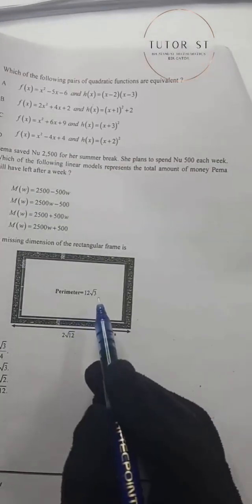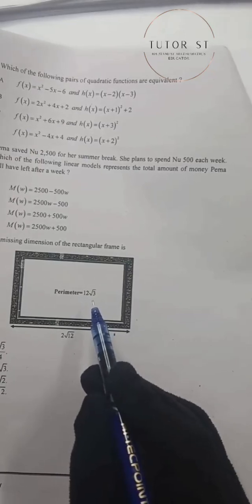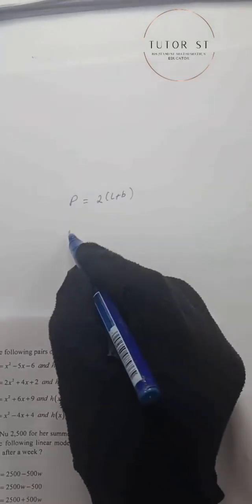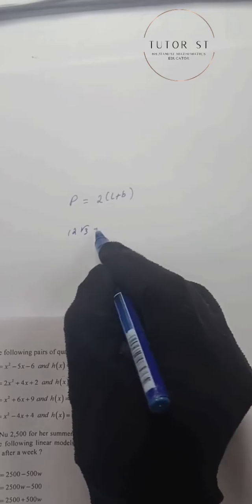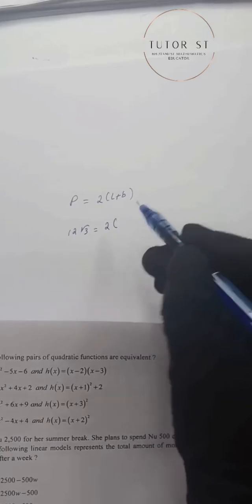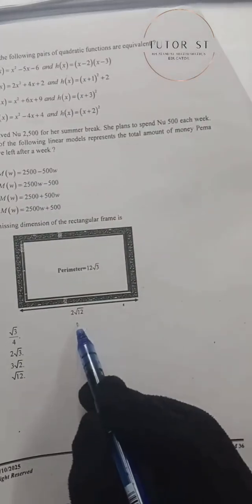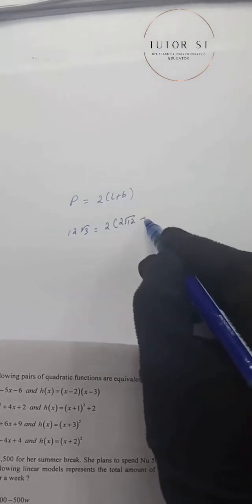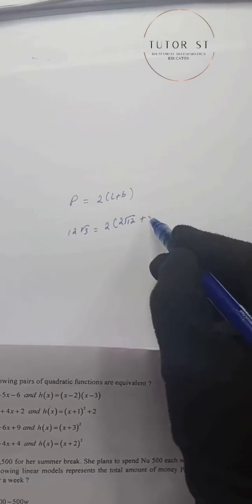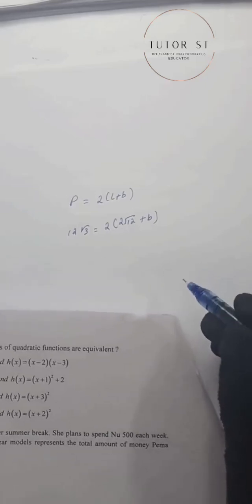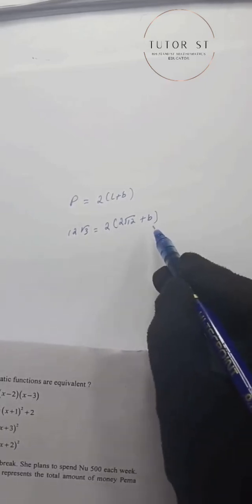And the perimeter is given. What is the perimeter? The perimeter is 12 root of 3. I'm going to substitute here: 12 root of 3 equal to 2 times the length. What is the length? The length is 2 root of 12. So 2 times 2 root of 12 plus the width, which is not given. Therefore, I'm going to keep the width as B. Width and breadth are the same. I'm going to keep it as B.